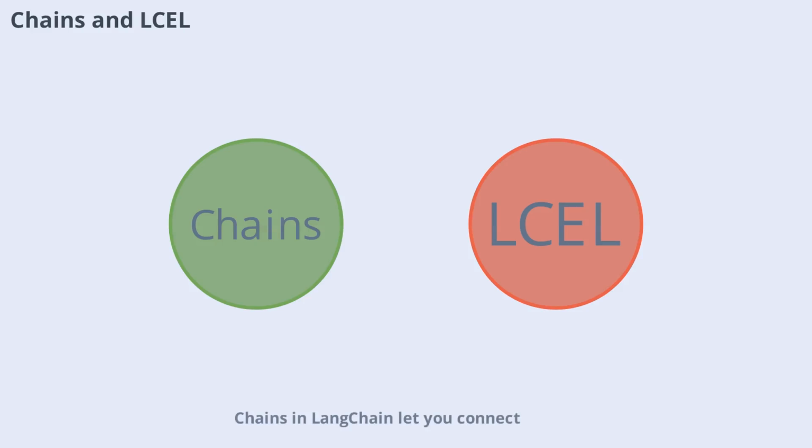Chains in LangChain let you connect multiple components into a single execution path. The LangChain Expression Language, or LCEL, takes this further by providing a declarative syntax to chain components together. Using the Unix pipe operator, you can pass outputs from one component directly into the next. This makes your code cleaner and your pipelines more maintainable, especially as your application grows.